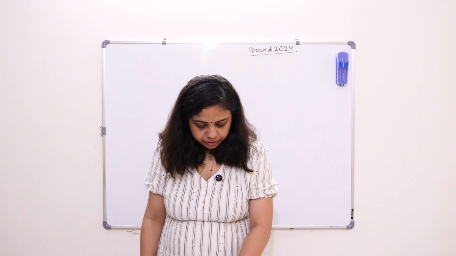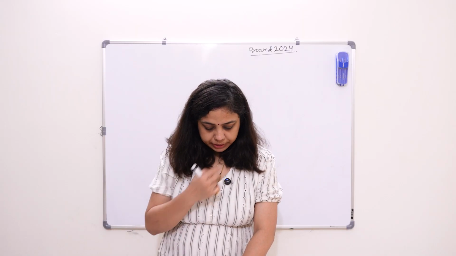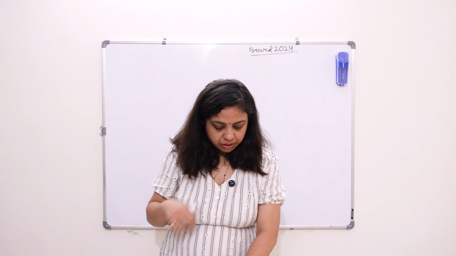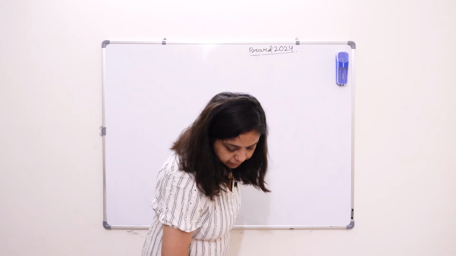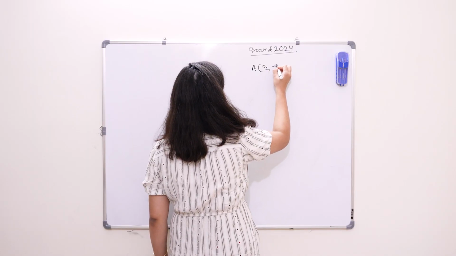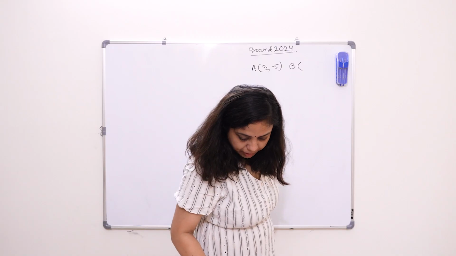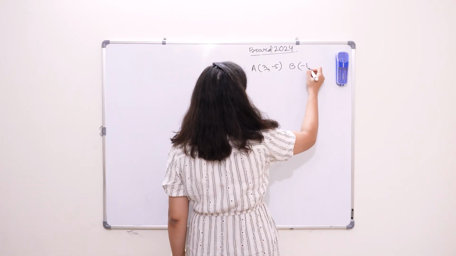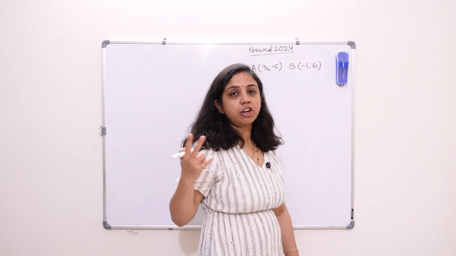Question है, in what ratio a line segment joining the points 3 comma minus 5 and minus 1 comma 6 divided by the line y is equals to x. ठीक है, दो पॉइंट्स हैं, हम लेते हैं 3 कॉमा माइनस 5 ए, 3 कॉमा माइनस 5 बी, माइनस 1 कॉमा 6, राइट. ए एंड बी दो पॉइंट्स हमारे पास ऑलरेडी डिफाइंड है.